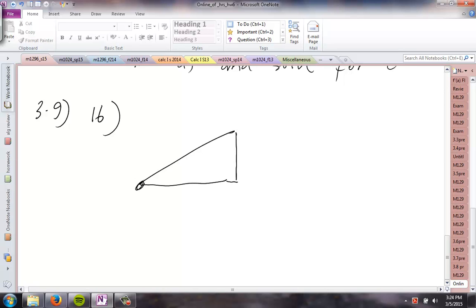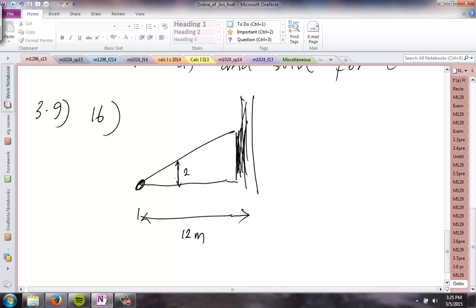So we have our light here, and that's our building. The building is there, and the person's shadow. The light is 12 meters away from the building. Right. And the person is standing between the building and the light on the ground. The person's height is 2 meters.